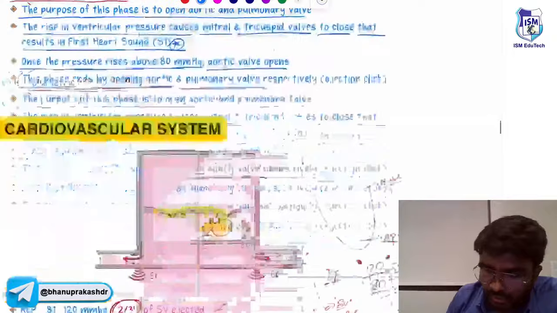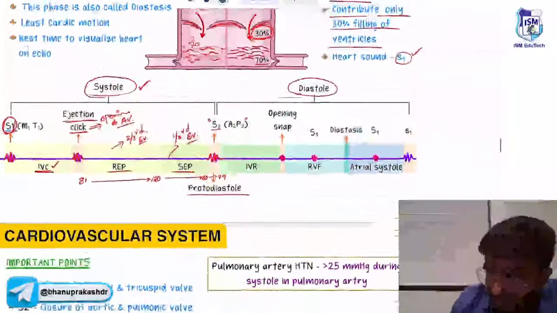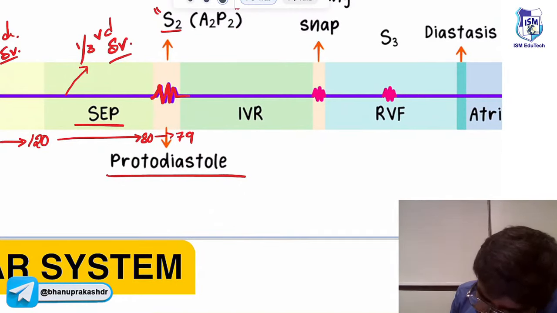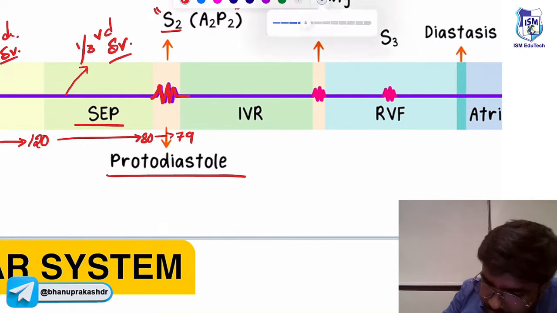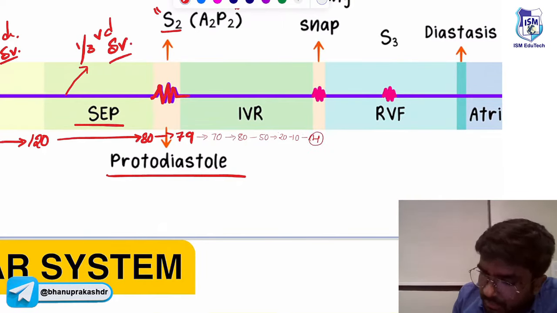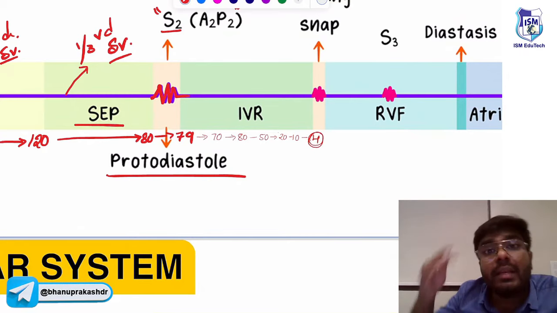Isovolumetric relaxation is done. Let's see the same thing in the timeline diagram. Look here. In isovolumetric relaxation, the pressure from 79, where is it going? 79 to 70, 70 to 80, 80 to, for example, 50, 50 to 20, 20 to 10, 10 to 5, 5 to 4. Now the ventricular pressure is less than the atrial pressure. The atrial pressures are more.